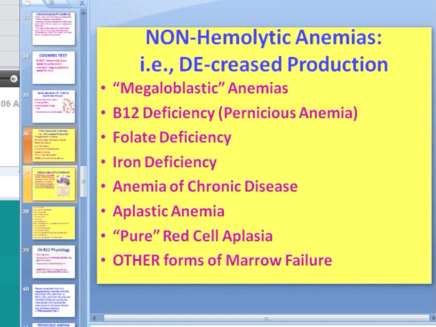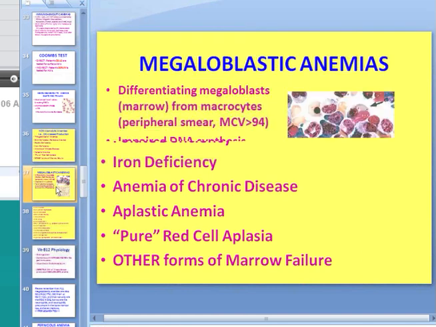of decreased production. Hemolytic anemias, you didn't really have decreased production, you just had inadequate production and therefore early death. With the decreased production, you are having sort of abnormal slow birth. Technically, the cells here would probably have a normal lifespan, but they are not being produced fast enough.